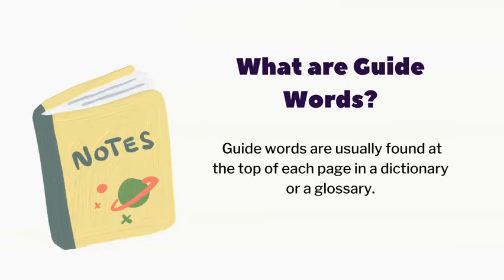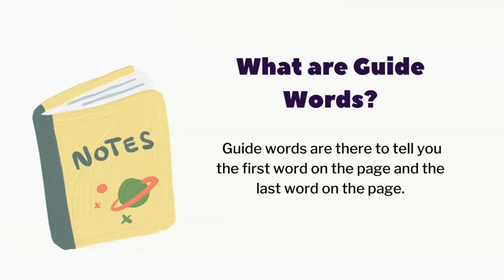So again, guide words are words that are usually found at the top of each page in the dictionary or glossary. And they're there to tell you the first word on the page and the last word on the page. And the way that you know if a particular word happens to be on that page is to write all three of those words in alphabetical order. And if the word you're looking for is between those two words, then it's going to be on that page.